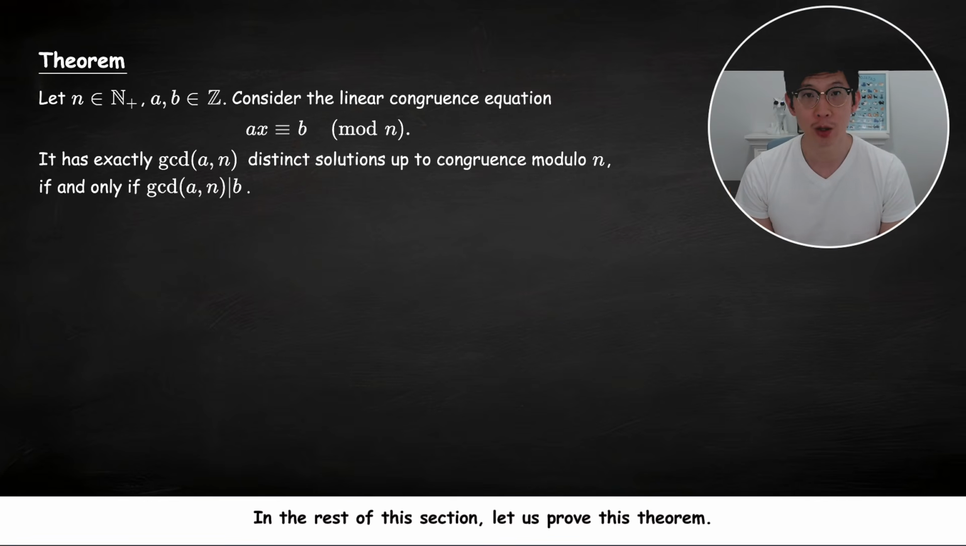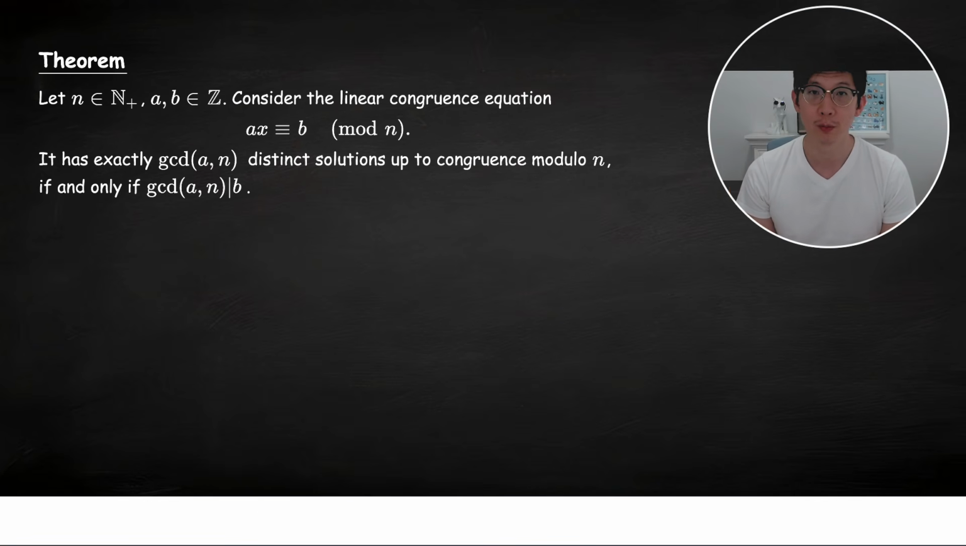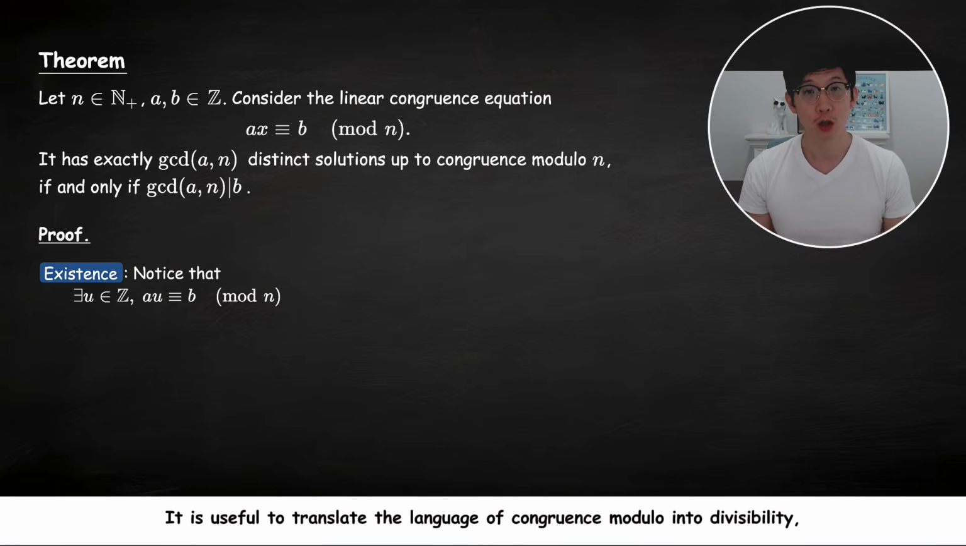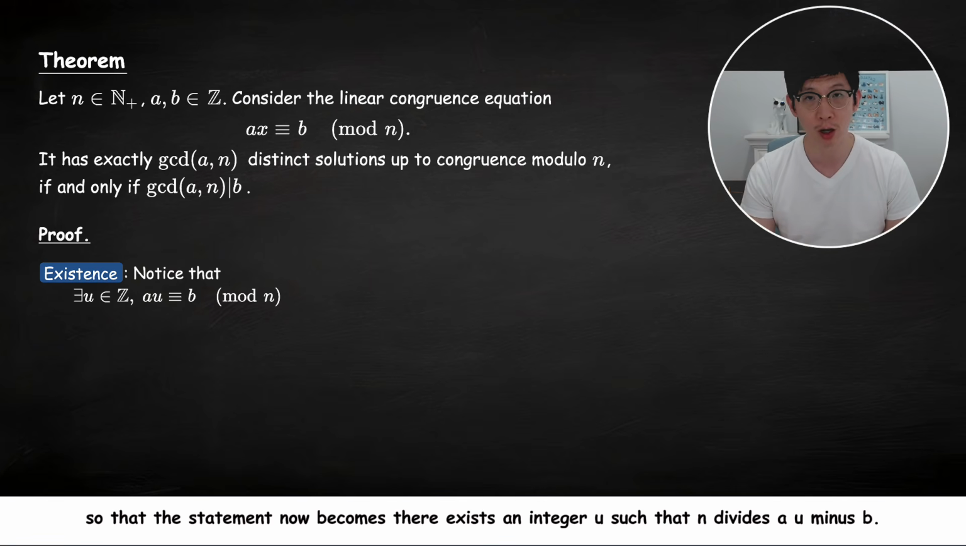In the rest of this section, let us prove this theorem. First of all, let us study the existence. Assume that there exists an integer solution, namely u, of this linear congruence equation, which means that au ≡ b modulo n. It is useful to translate the language of congruence into divisibility, so that the statement now becomes: there exists an integer u such that n divides au − b.